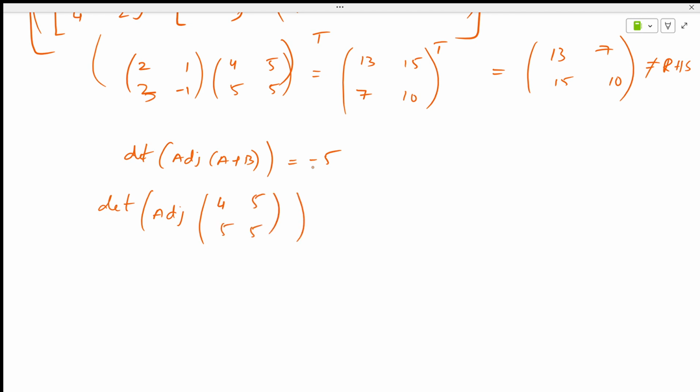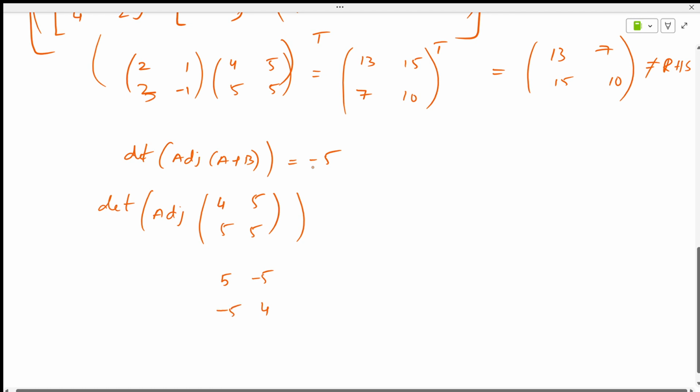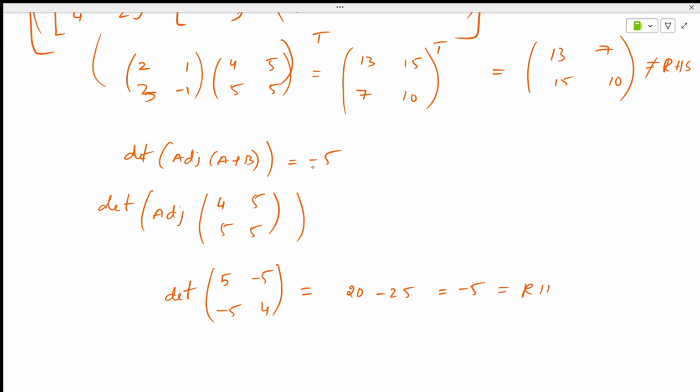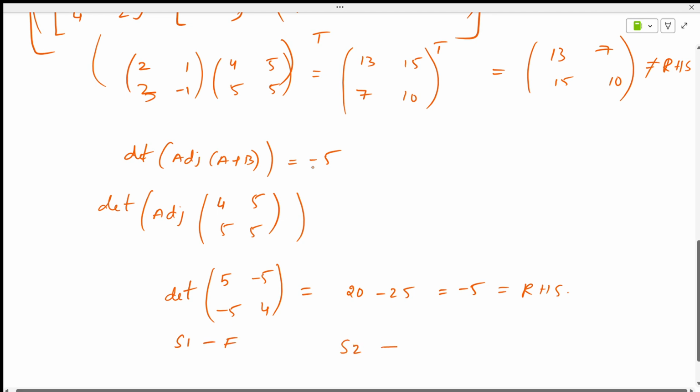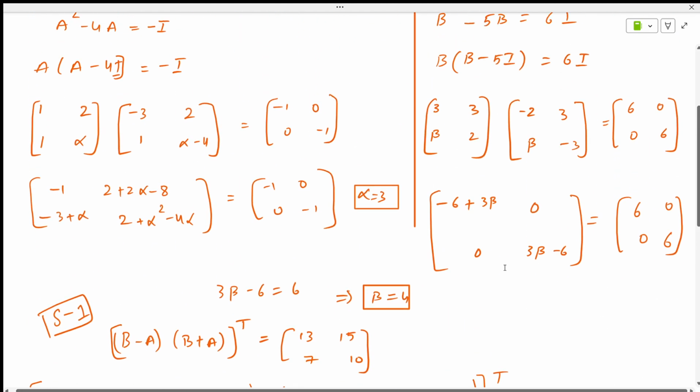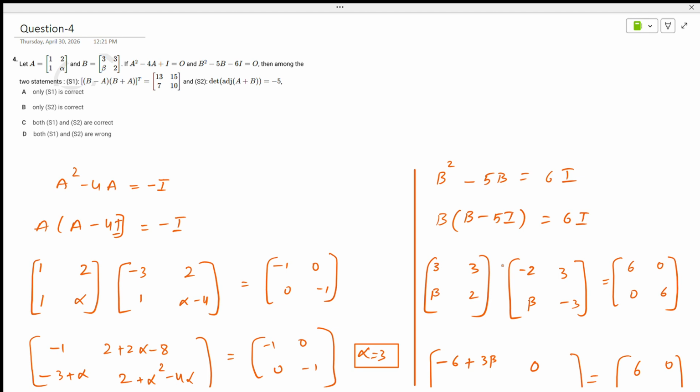So the adjoint of this becomes 5 and this becomes 4. These two become minus 5 and minus 5. This is the adjoint of the matrix, and the determinant of this matrix is equal to 20 minus 25, which is equal to minus 5, which is equal to the RHS. So statement 1 is false, statement 2 is true. So statement 2 is the only one that is correct.